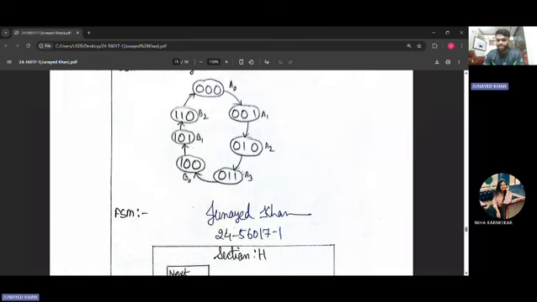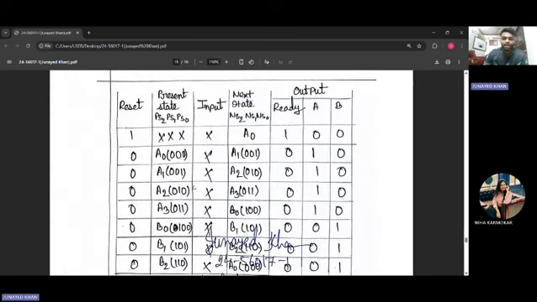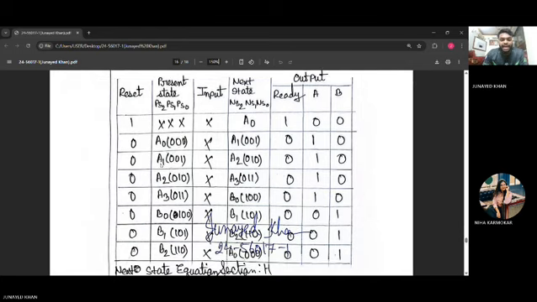After that, A2 will be the present state, 010, and then A3 will be the next state, 011. After that, A3 will be the present state, and B0 will be the next state. A2 is the present state 010, then A3 is the next state, as I have mentioned in the diagram, and then A3 will be the present state 011, and then B0 will be the next state, 100.